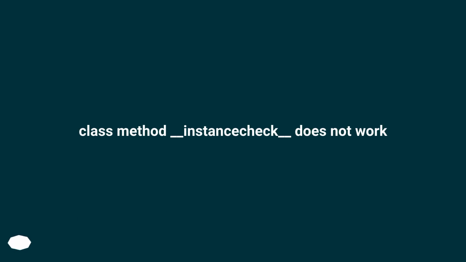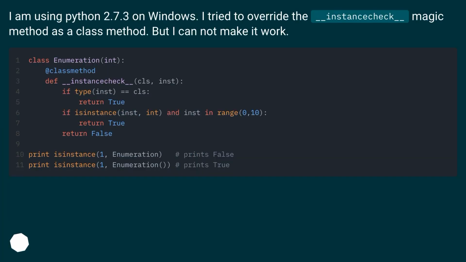Class method __instancecheck__ does not work. I am using Python 2.7.3 on Windows. I tried to override the __instancecheck__ magic method as a class method, but I cannot make it work.